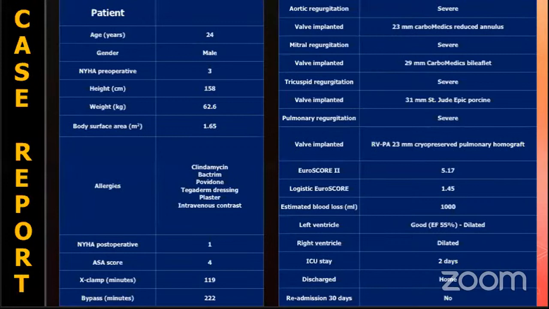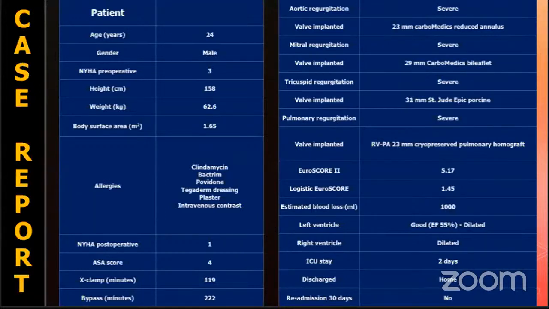So this is a summary of the outcome of this patient. His age was 24. He is a male with a class 3 NYHA, his height 158 with weight of 62. His body surface area was 1.65. He had allergies to clindamycin, Bactrim, povidone, Tegaderm dressing, and that was an additive risk to his wound healing, plus his Wells syndrome, and intravenous contrast allergy. His post-operative NYHA class was 1, and this shows a great improvement of his functional status.